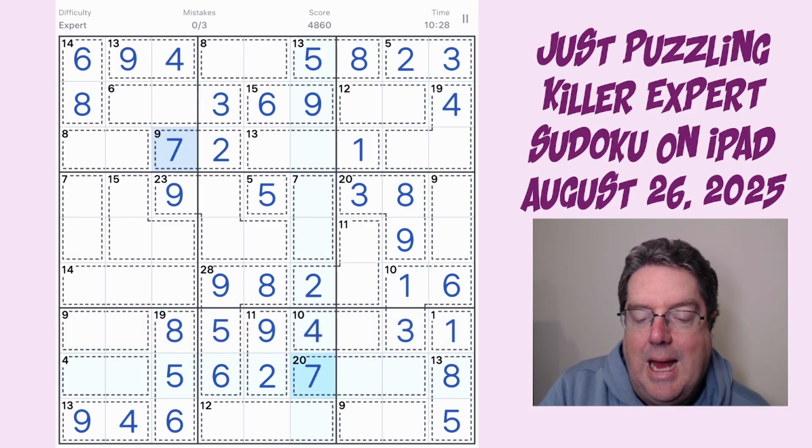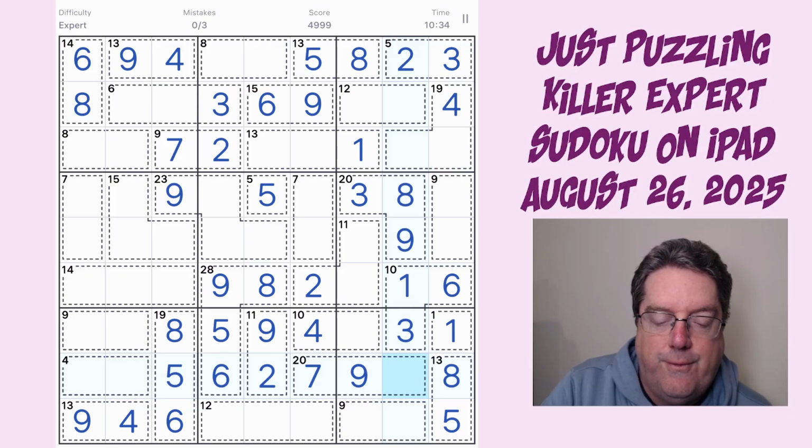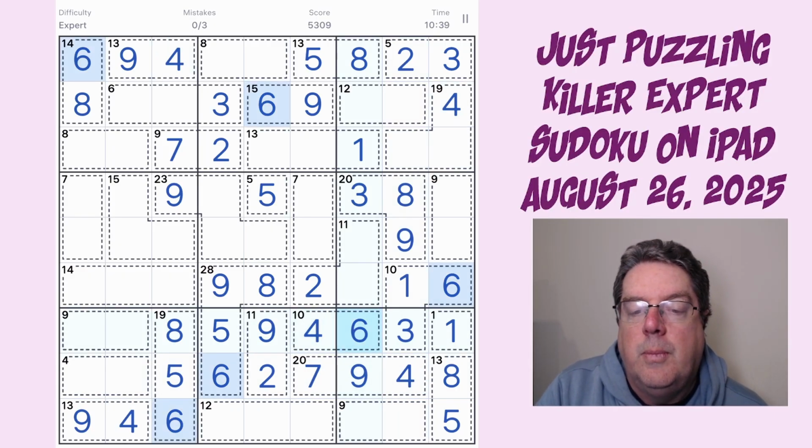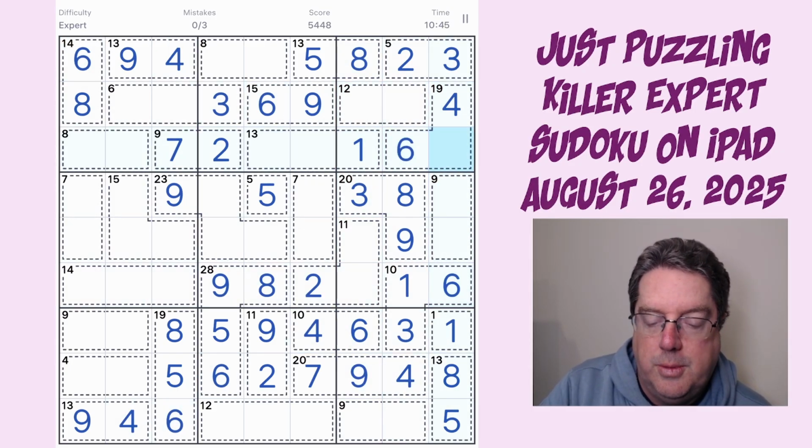This here is going to be a 9 because of the 9 here. So this is a 9, which makes this a 4. This is a 6. And so then 6 comes up here, 6 comes up here, 6 cannot be in the 12, so 6 is here. Remember I said it was 6 and 9.